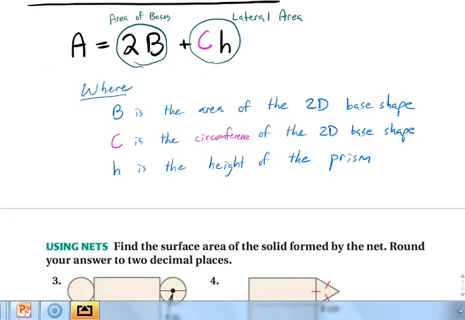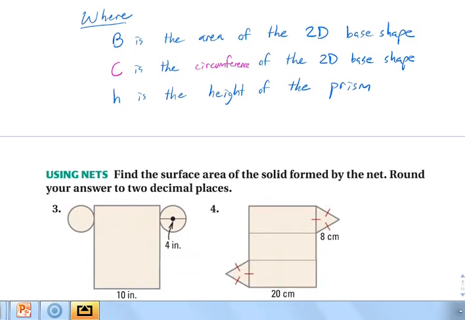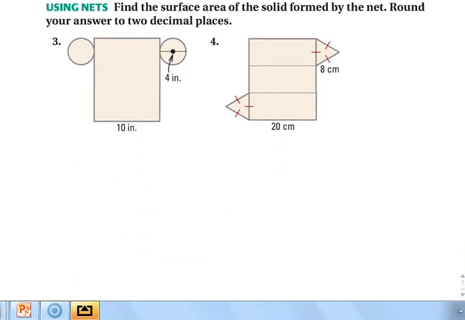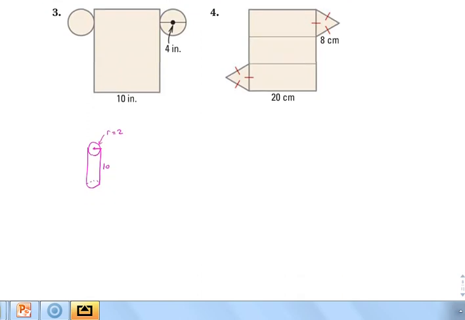Okay, so let's just walk through a bunch of examples. That's the lesson. So find the surface area of the solids formed by the net. First of all, if I put this together, I would see that this is a cylinder like this, where we have a radius of 2 and a height of 10. So I know that the surface area of any prism or cylinder is just 2 times the base plus perimeter times h. If you really want, you could use the C for circumference.